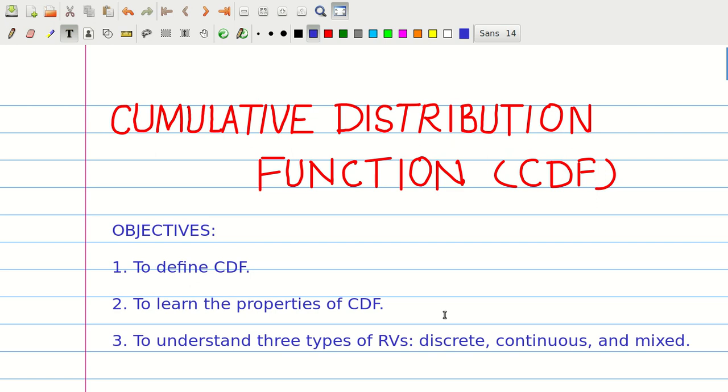Hello, in this module we will introduce the cumulative distribution function, also called probability distribution function, abbreviated as CDF or PDF. The abbreviation PDF is also used for probability density function, so to avoid any confusion we'll always use the term cumulative distribution function and use the abbreviation CDF.